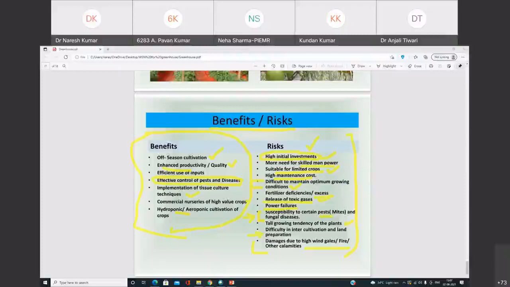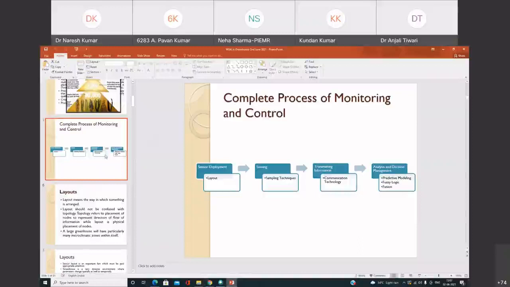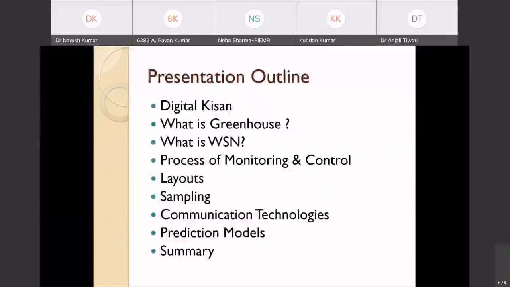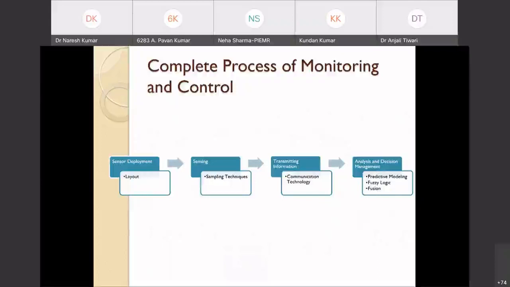And we can come back to our slides to this point. Yeah, so this one, the complete monitoring control.